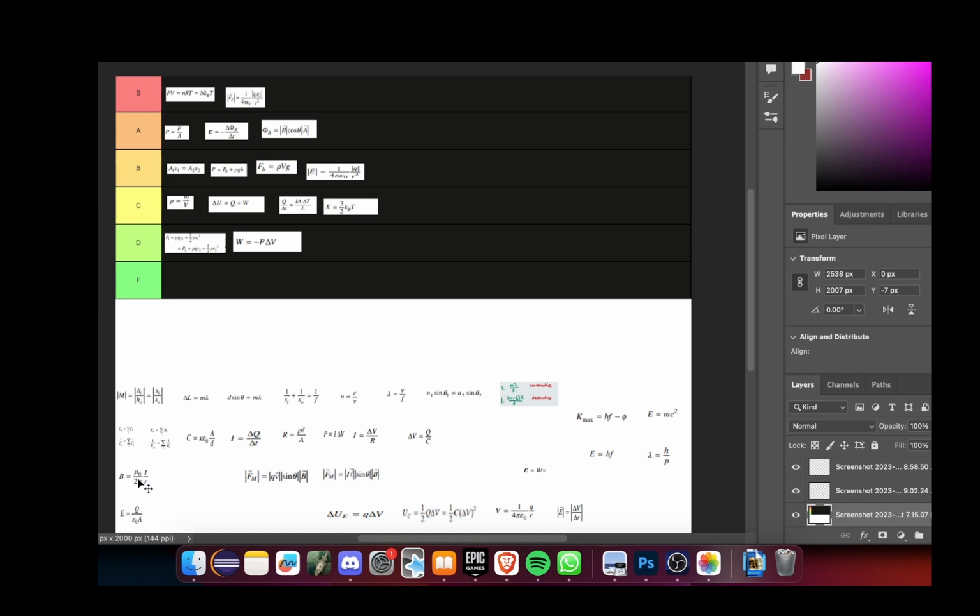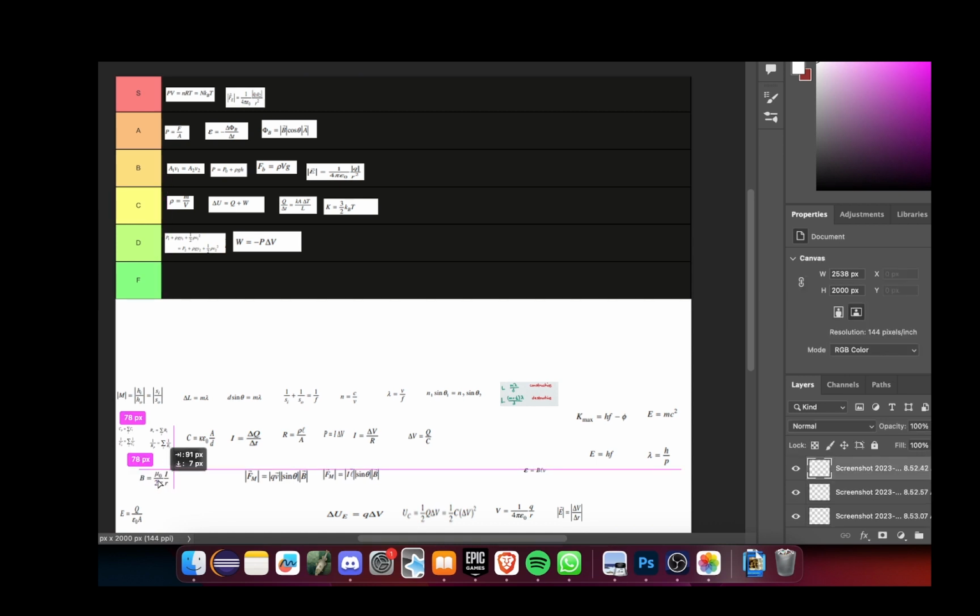Now, what do you think about this one? B equals mu naught over 2 pi, current over R. It's there. I mean, it exists, and it's important. Sometimes. I don't really remember too much about what happened in magnetism. So I don't know how frequently we used it. I don't think it's even that.